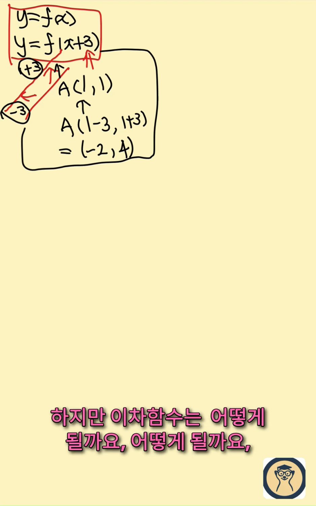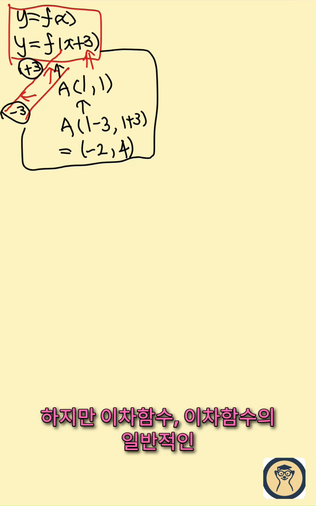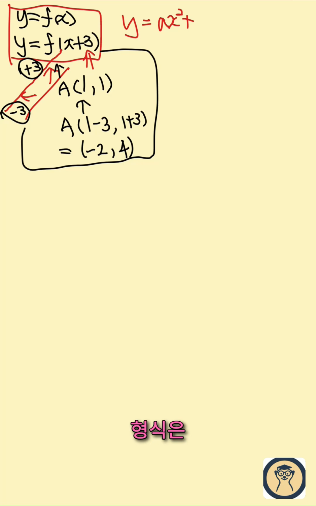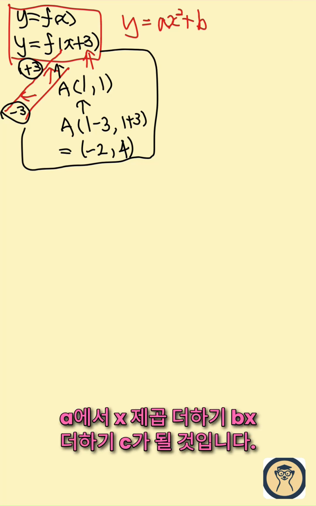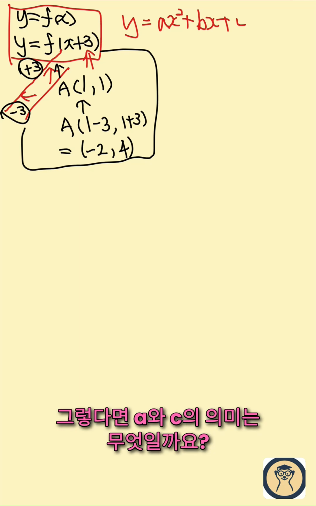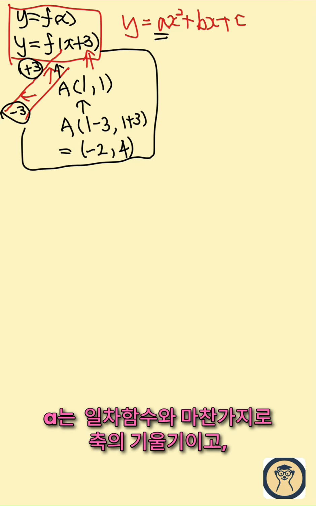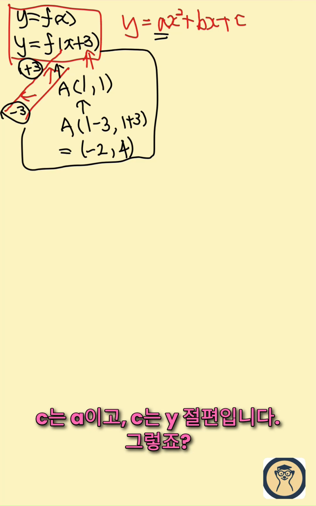But how would it be on quadratic functions though? If you remember correctly, the general form of the quadratic function is going to be ax squared plus bx plus c, right? And what is the meaning of a and c? A was the slope of the axis, same as a linear function, but c is the y-intercept, right?